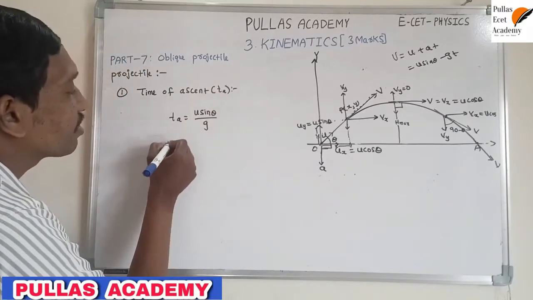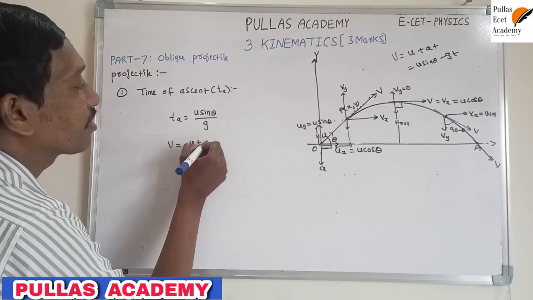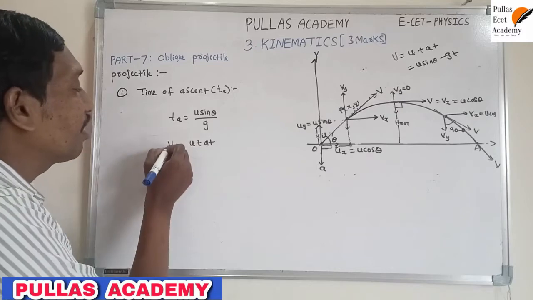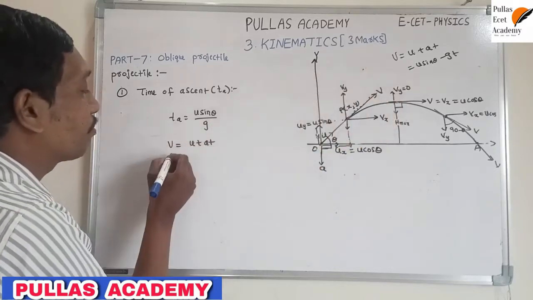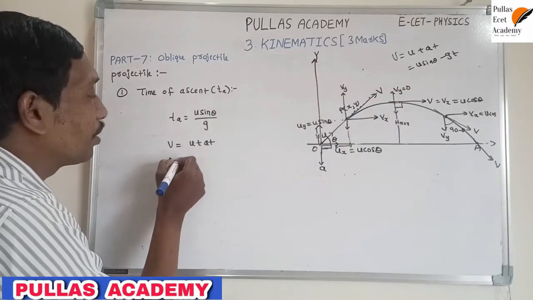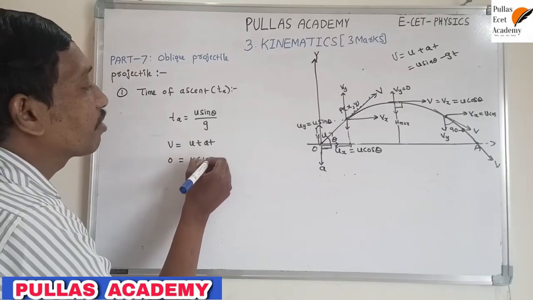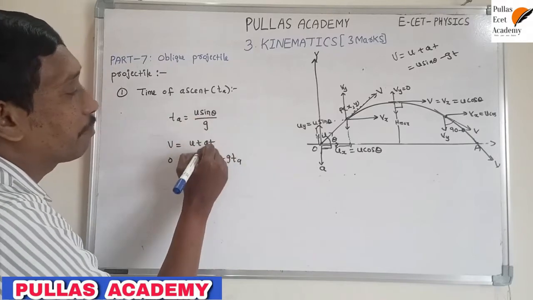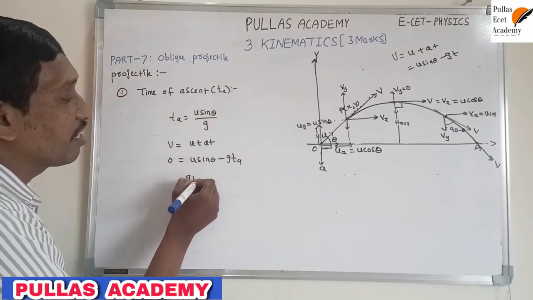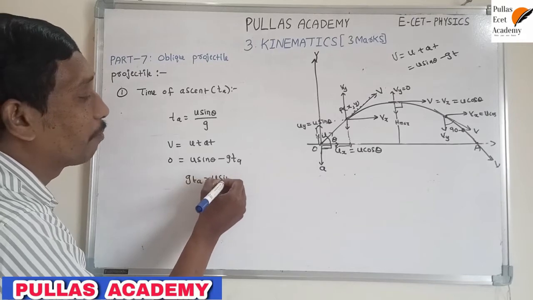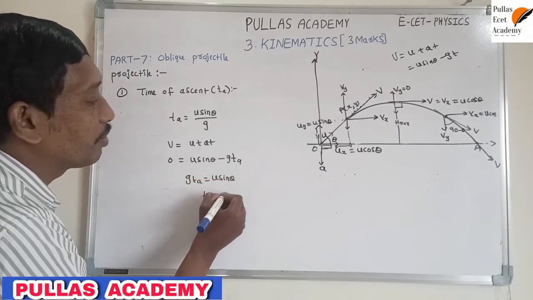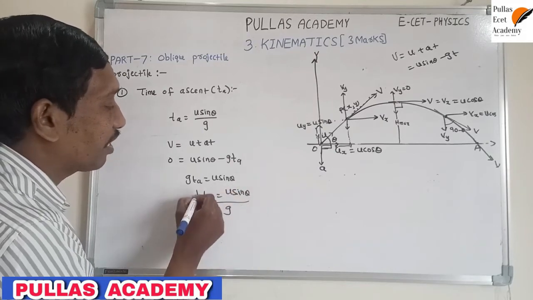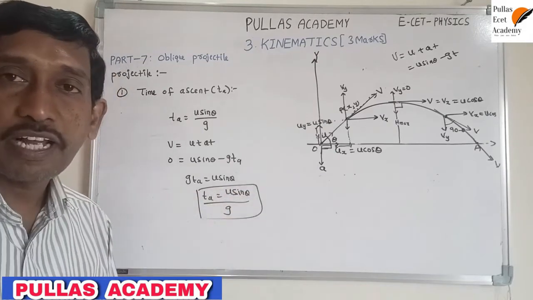If you want the derivation, v is equal to u plus at is the expression for oblique projectile along the vertical direction. Here this v, when it reaches maximum height, its velocity is 0. So u is equal to u sin theta, and a is substituted as minus g. That means you get minus g Ta. The time taken is considered Ta. That means g Ta is equal to u sin theta. Then Ta is equal to u sin theta by g, which is the expression for time of ascent.